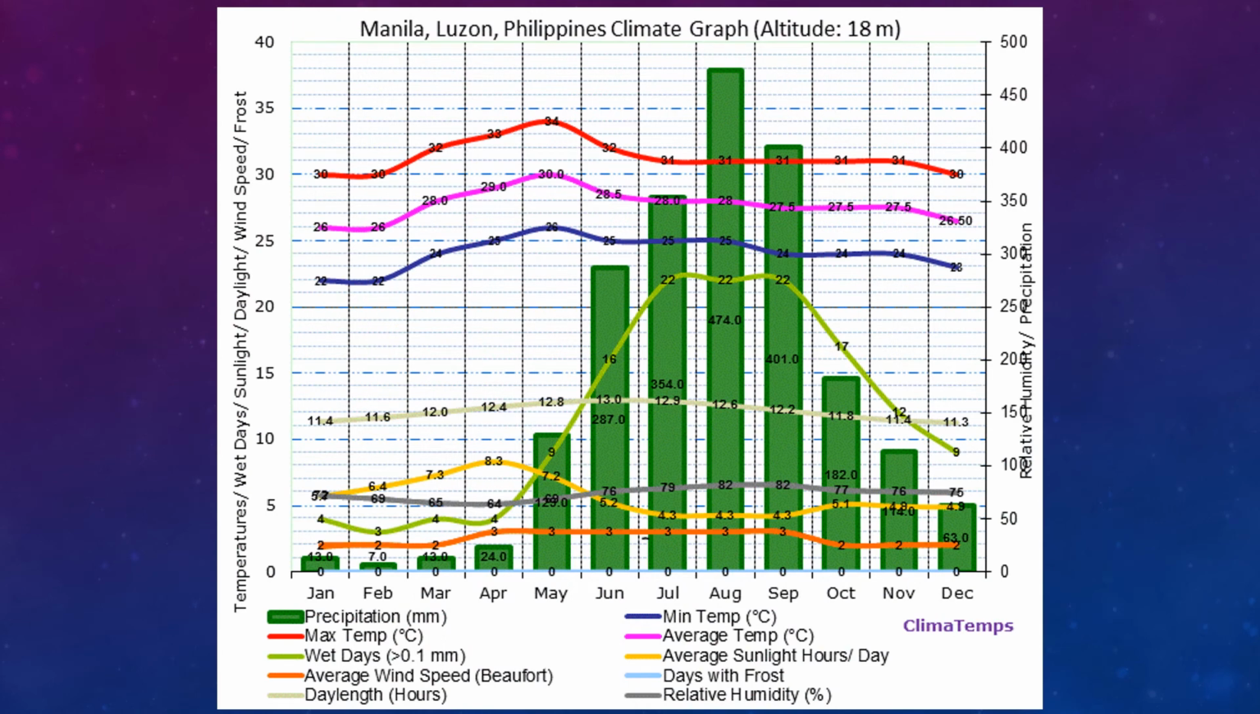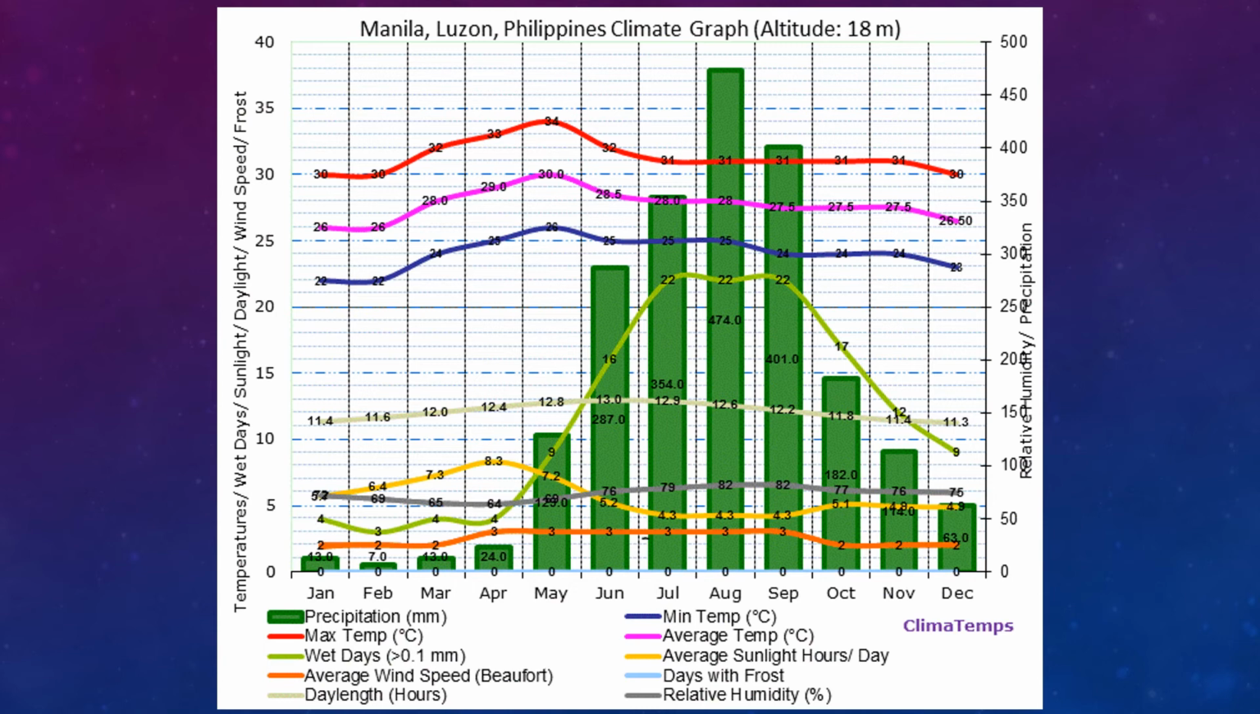This is an example of a weather chart. The bars that we see here are the amount of rainfall received by the area. The red line is the maximum temperature. The light green line is the wet days, meaning the amount of rain that is greater than 0.1 millimeter of water. The orange line shows us the average wind speed.